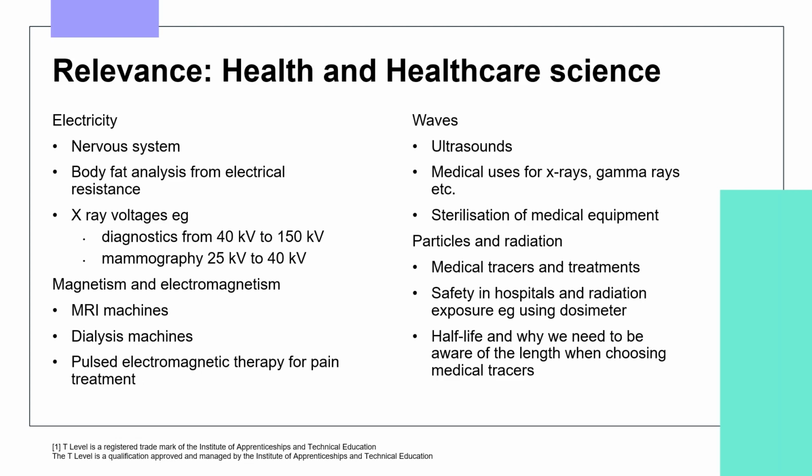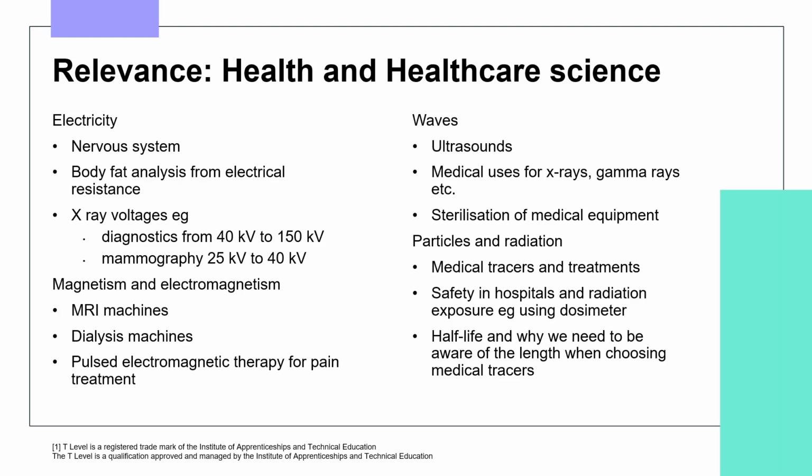And for anyone doing health or healthcare science, here's a few examples for the B1 physics content to help engage your students. So even briefly, just setting the scene can help. So just telling students that body fat analysis machines use electrical resistance. So we're going to learn a bit about electricity.